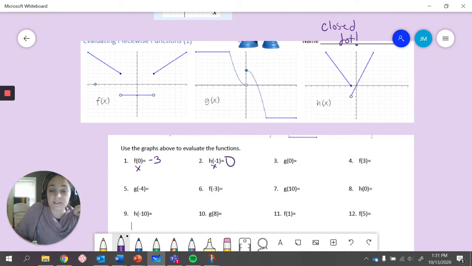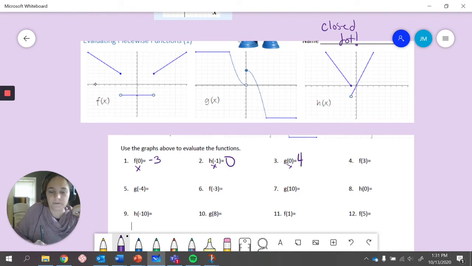Okay, g of 0. When x equals 0, we're going to go to the g graph. Okay, here's x equals 0. Which one am I going to choose? The closed dot. So that would be what? 1, 2, 3, 4. So the y value is 4.